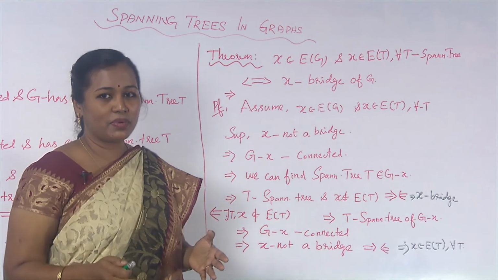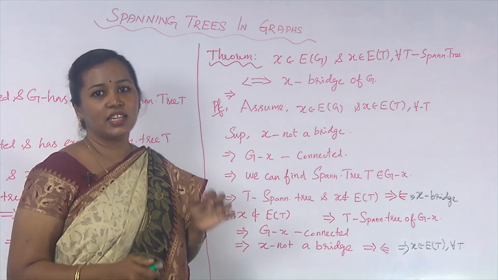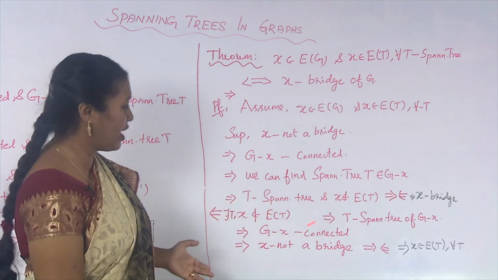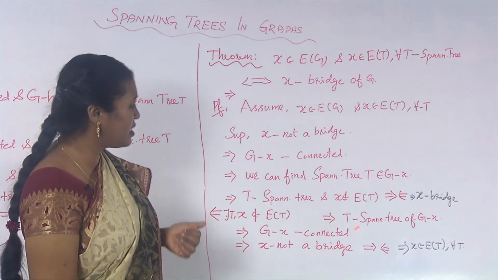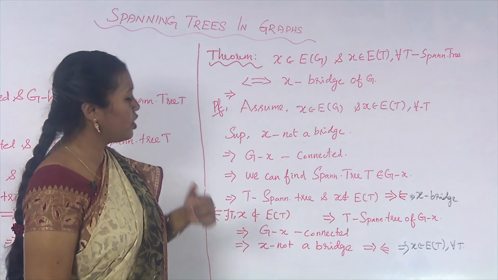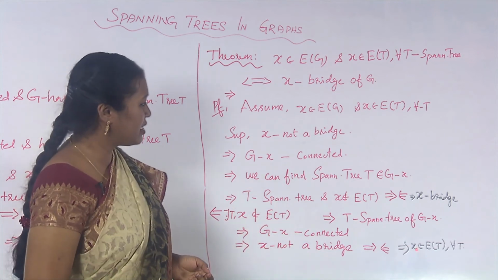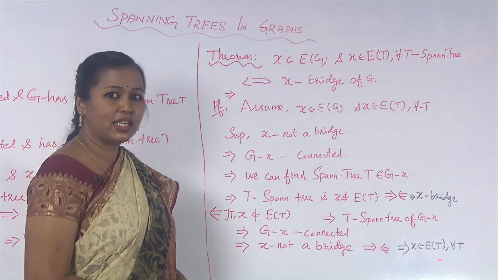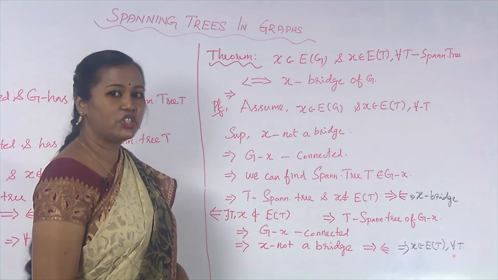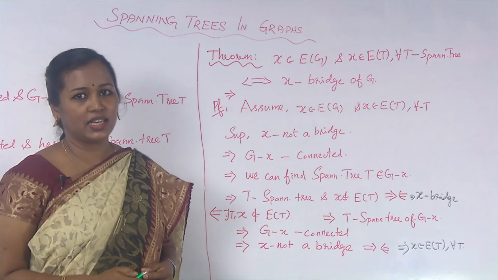If X is a bridge, the removal of the bridge results in a disconnected graph. But here we are getting the contradiction that G minus X is still connected. This is a contradiction to our original assumption that X is a bridge, and therefore X belongs to the edge set of T for all spanning trees T, thereby proving the statement.